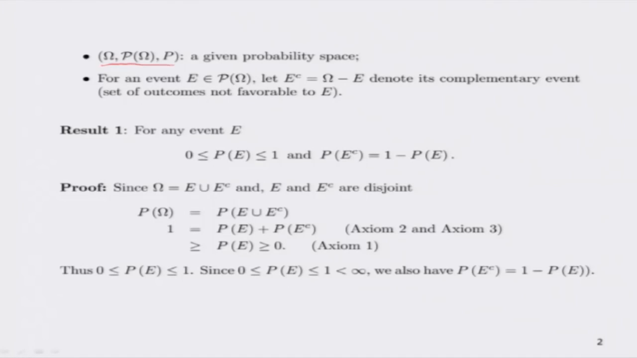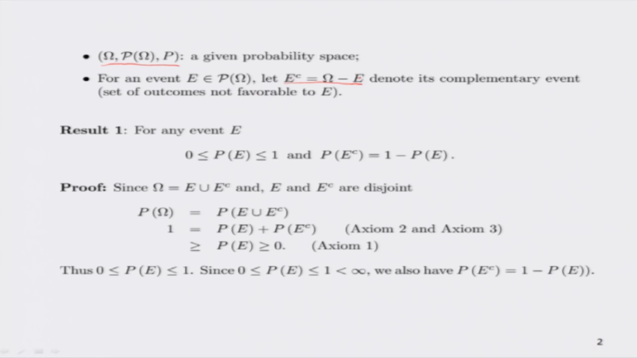So to begin with, I have 3 components of a probability space: the sample space omega, the power set of omega, which we take as the event space, and P, a given probability function. Now for any event E, we will define E complement to be the complement of event E. That means it will have all those outcomes which are not favorable to E.